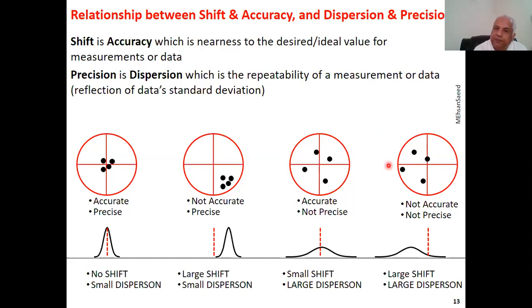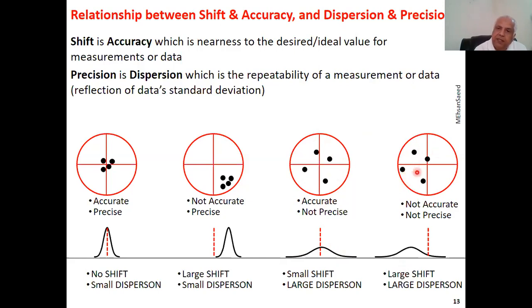Come to this. Where is the mean? The mean is about here. So there is a large shift. It is not accurate. Sorry, going back to the previous case, this is a case of accuracy, but no precision. Accurate because there is no shift or very little shift, not precise because the dispersion is large, as also indicated by this bell curve.